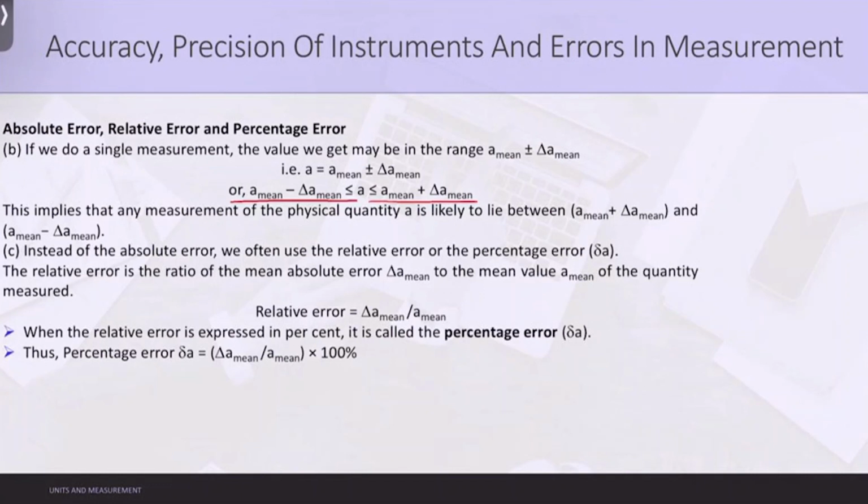Instead of the absolute error, we often use the relative error or the percentage error. Okay, what is this percentage error? First of all, for calculating percentage error, you should first calculate the relative error. The relative error is the ratio of the mean absolute error delta A mean to the mean value A mean of the quantity measured. So relative error is equal to delta A mean upon A mean, and when the relative error is expressed in percentage, it is called percentage error. Therefore, percentage error is equal to delta A mean upon A mean into 100%.